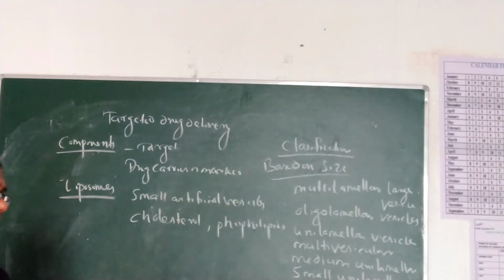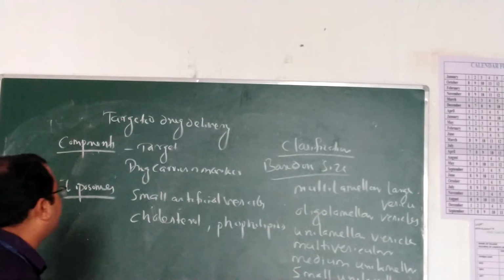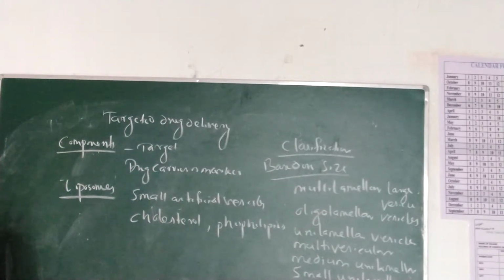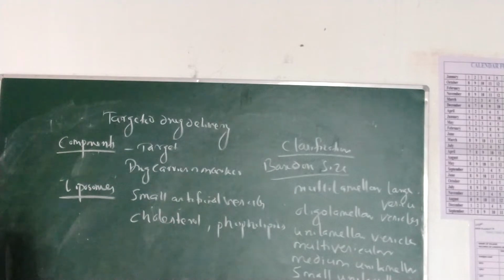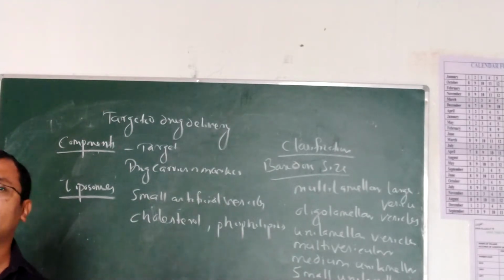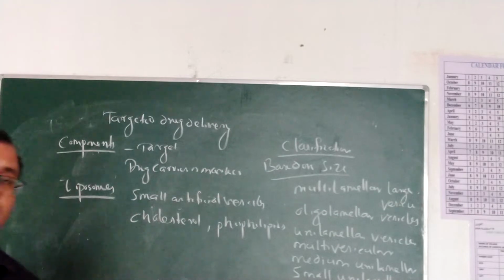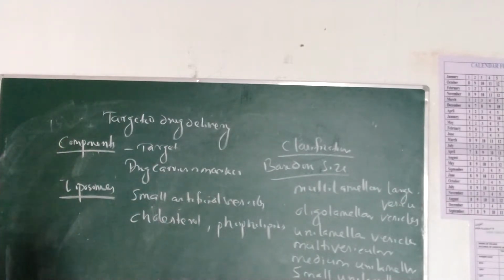The first one, target, means it may be your organ or it may be a tissue, a particular cell, or a particular part of an organ where we need a treatment. That is known as the target, where the disease occurs, or the particular part of the body or organ where we need to deliver the drug. So that part we are calling the target.